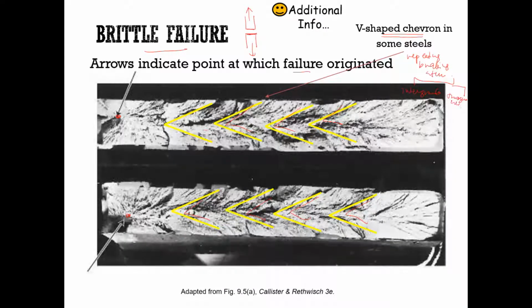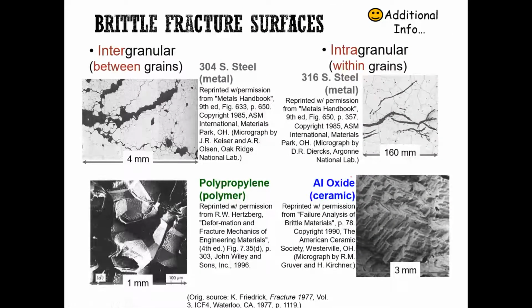What is that all about? Let us look. This happens on the brittle fracture surface, either intergranular or intragranular. What does it mean? Inter is between grains, and intra is within the grain. Let's say this is your grain.